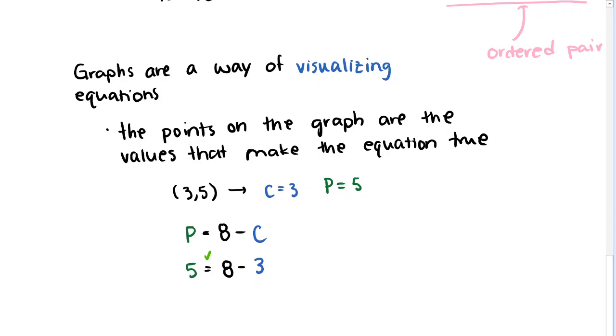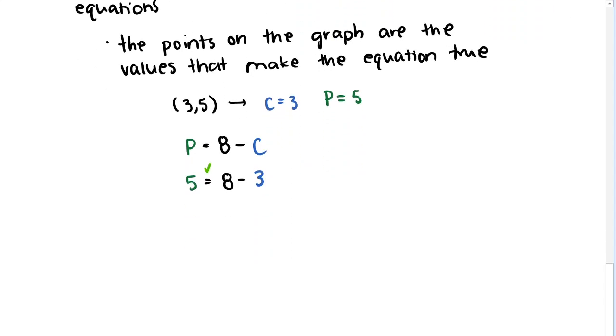And so this point being on the graph is really associated with the fact that it makes the equation true. That's why we can see the graph as a visualization of the equation. And this also goes the other way, right? So here the point's not on the graph.